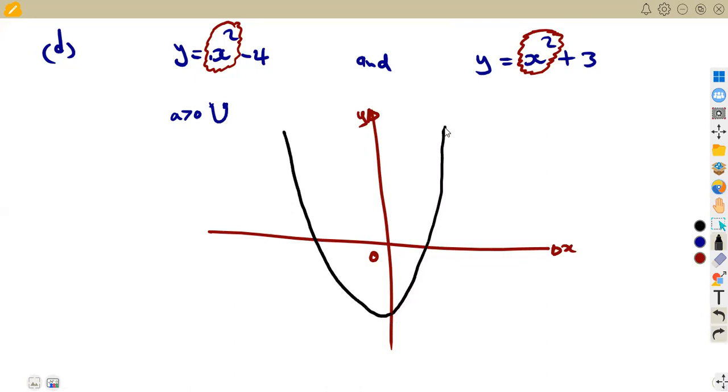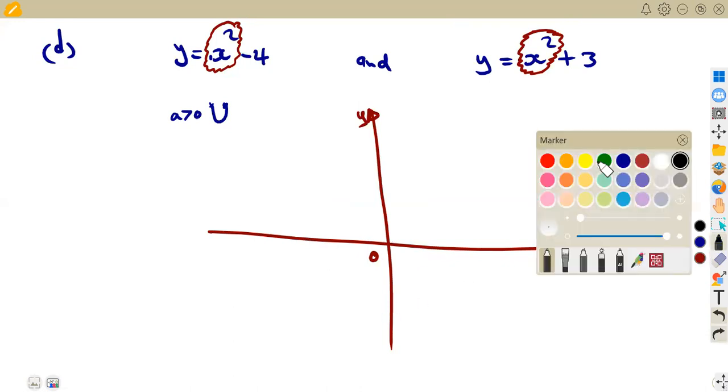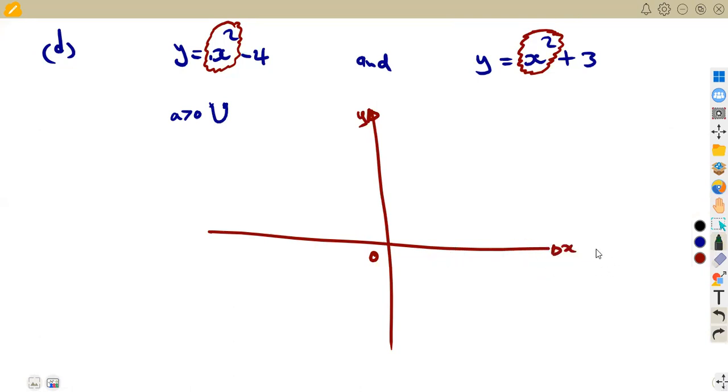Symmetrical to the y-axis. But we need to know what is the point on the x and what is the point on the y. So the point on the x, in the x-axis, always in the x-axis, y is equal to 0. So if y is equal to 0, we can just take it on this equation. 0 is equal to x squared minus 4. Take the -4 this side, it becomes a positive 4, which is equal to x squared. Introduce the square root both sides. To remove the square, we're going to introduce the square root.